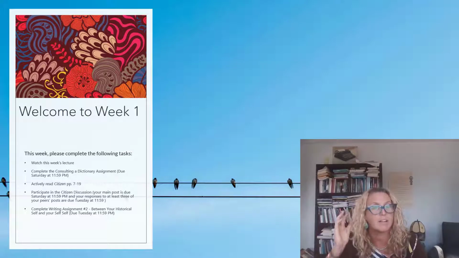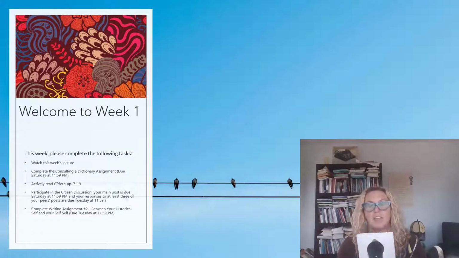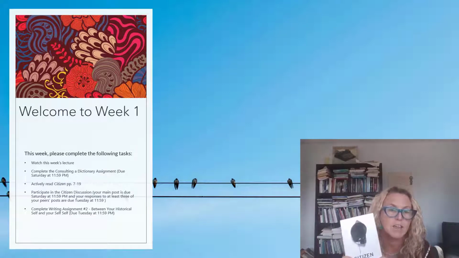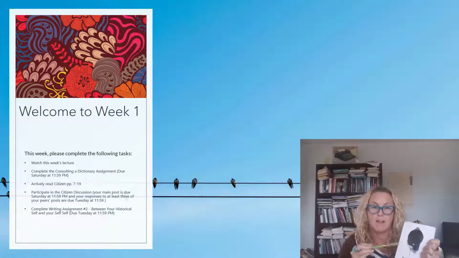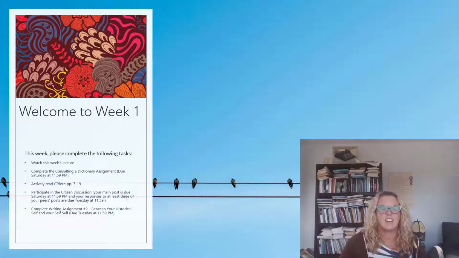You're going to also actively read from Citizen, pages 7 through 19, which we're going to be talking about. You're going to be actively reading. That means you're going to be reading with a pen and writing all over your page. Then you're going to participate in a discussion forum on Citizen, and I'll talk about how that's going to work.